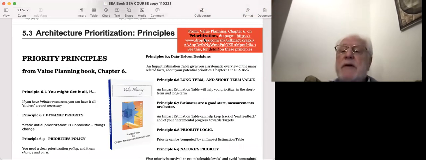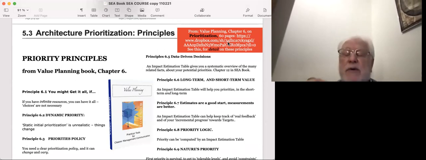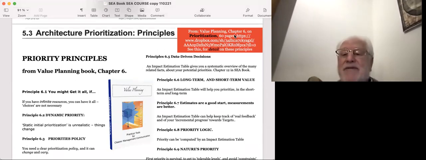Here's another reminder of that same value planning chapter 6 on prioritization, where these principles are discussed in more detail. In fact, there are about 60 pages there. So there's about 10 pages on each one of these principles. If you want to say, this went too quickly, what did Tom really say? I recommend take one principle, read 10 pages as the exercise.